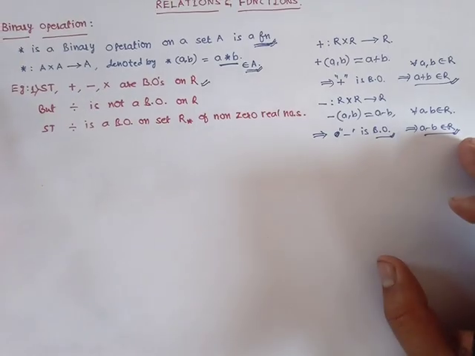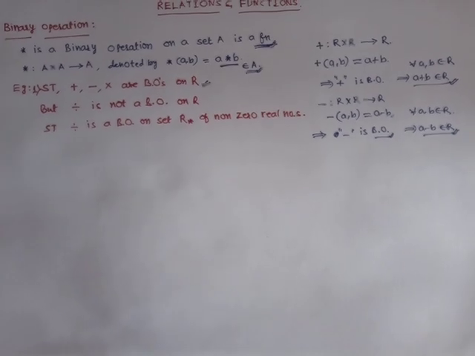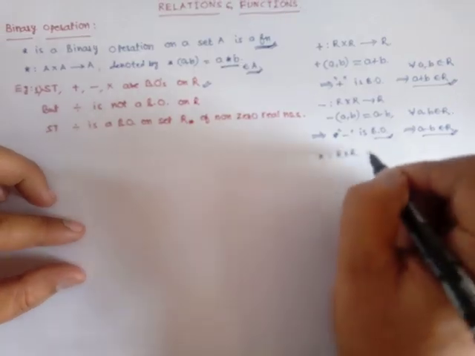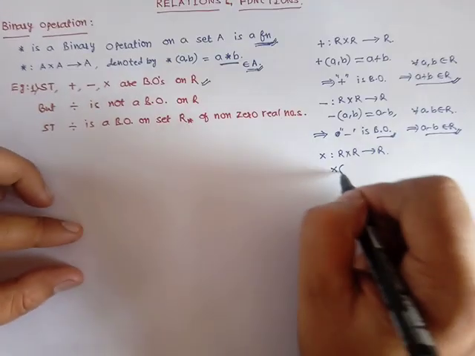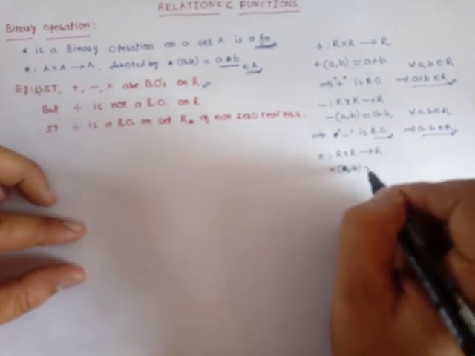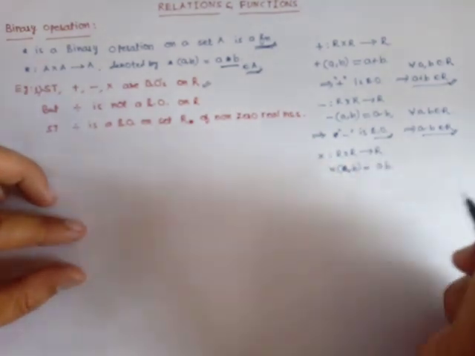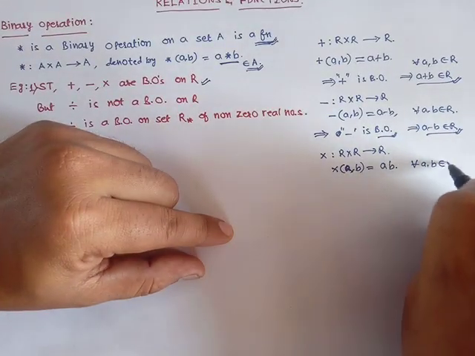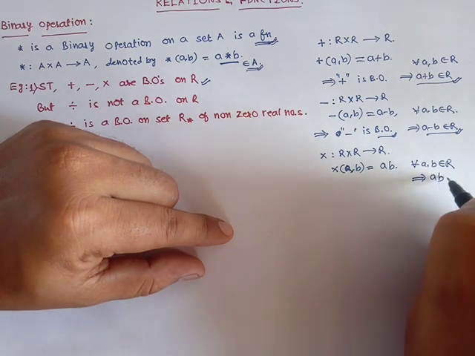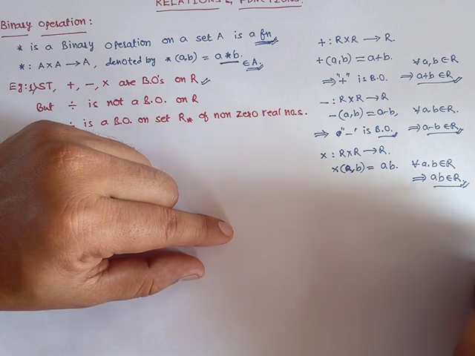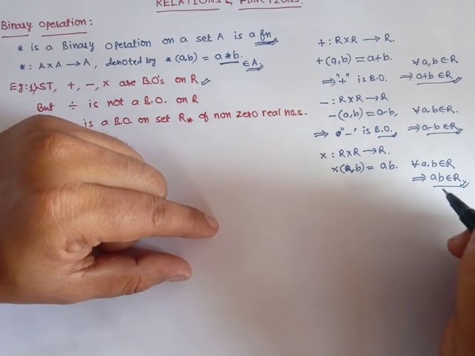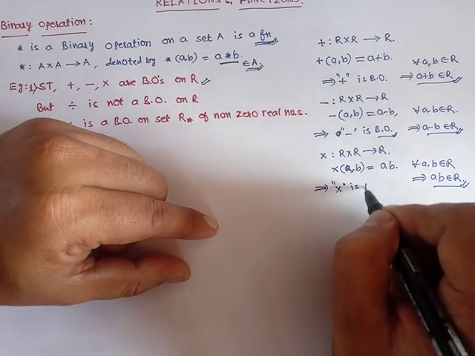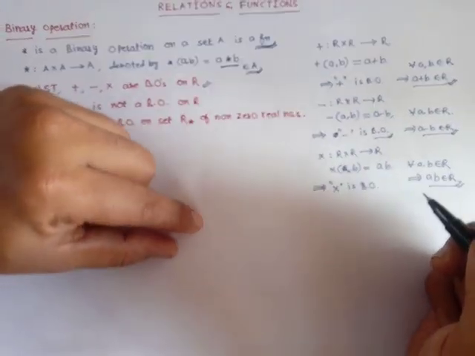And coming to the next, multiplication is taken from R cross R tending to R. So multiplication of A comma B is equal to A into B, the elements taken from the real number system. For all A comma B belongs to R, this implies A into B belongs to R. The product of any two elements of the real numbers also belongs to real numbers only. So this implies multiplication is a binary operation on set R.